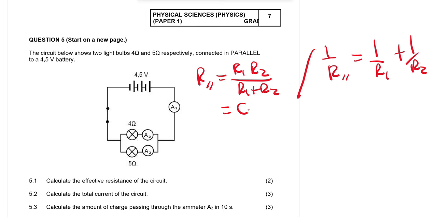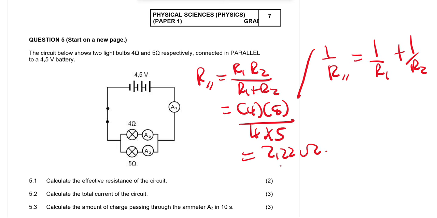What is R1? 4. And then R2, 5. So, 4 multiplied by 5. And then what is the answer here? Just press the calculator, which is 2,22 ohms. That is my R effective. Okay, so let's continue.